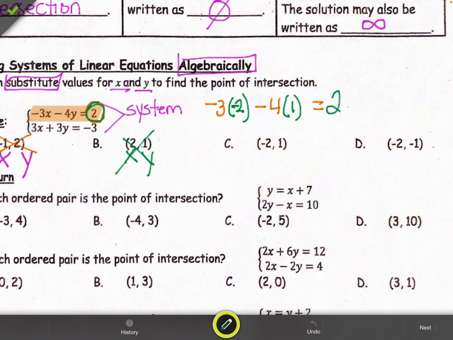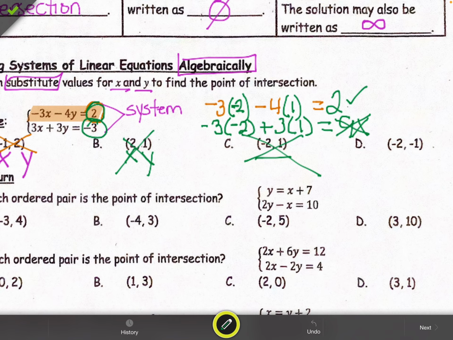All right, so this works in the first equation. So now I got to check it in the second equation, because it has to work for both to be a solution or a point of intersection for our system. So I'm going to say 3 times -2. I'm going to the second one, plus 3y, so 3 times 1. And see, does that give me this -3? So -3 times -2 is 6. 6 plus 3 is 9. Okay, that does not work. So this is not my point of intersection. It has to work in both.